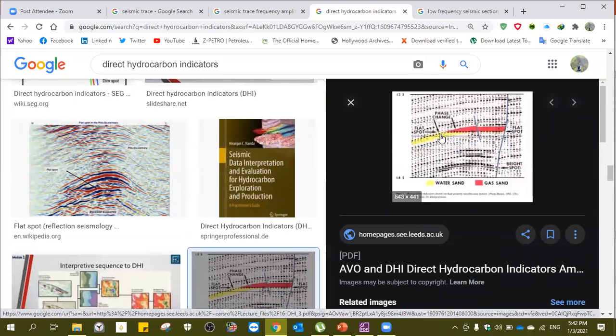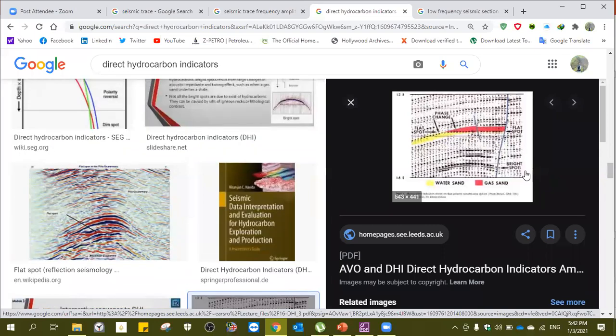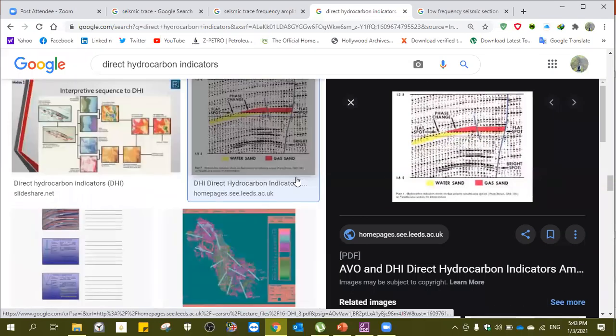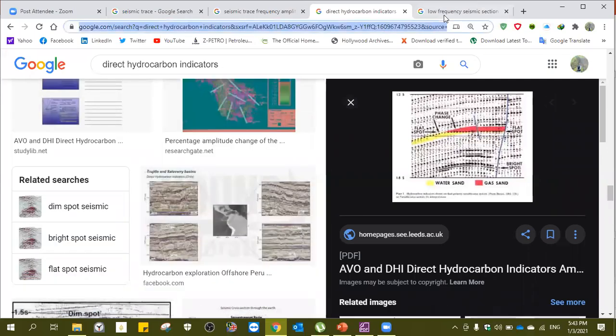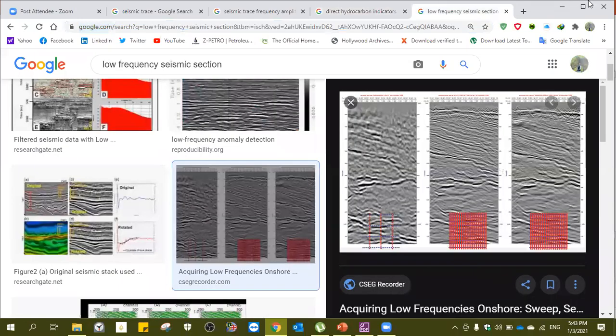So we have flat spots there. From there to there the phase is changing. At the bottom you can see the bright spots. On the basis of all these things and different studies, we can easily distinguish between the water sand body, the gas sand body, and the oil sand body. So this is how we are going to study each and everything with the help of different seismic attributes.